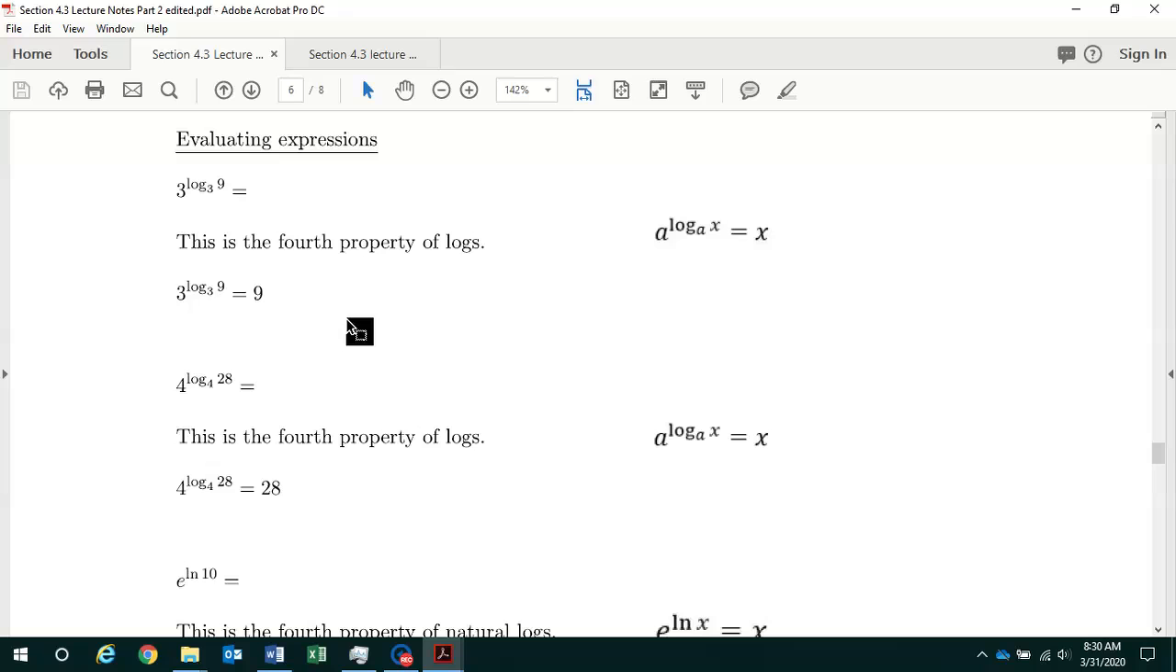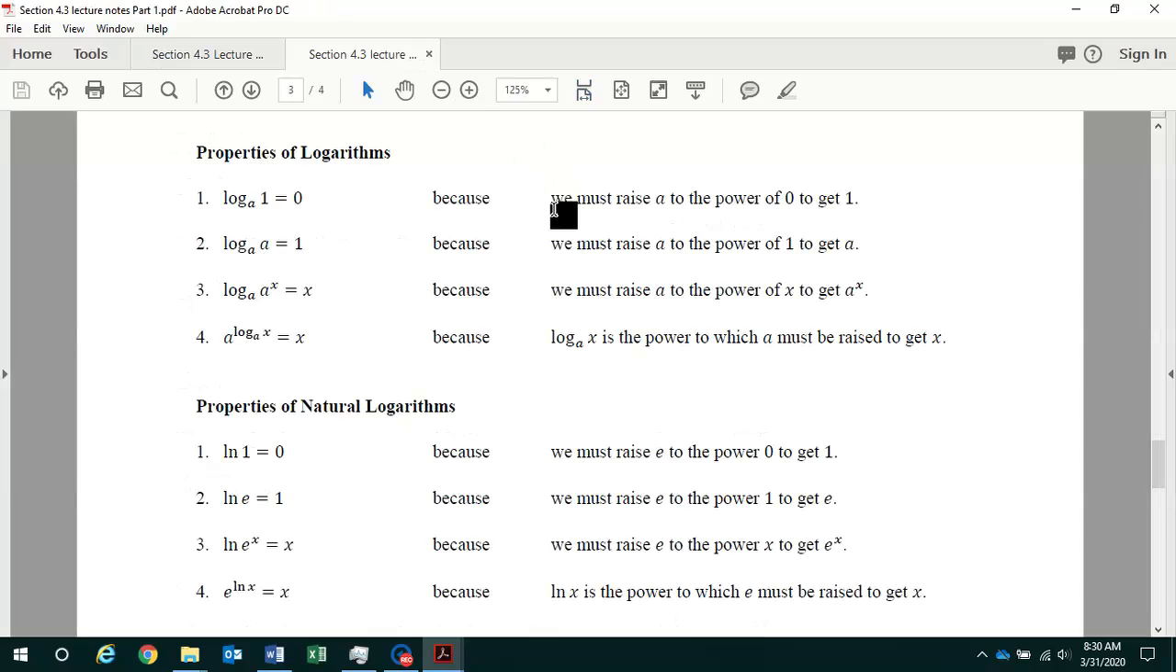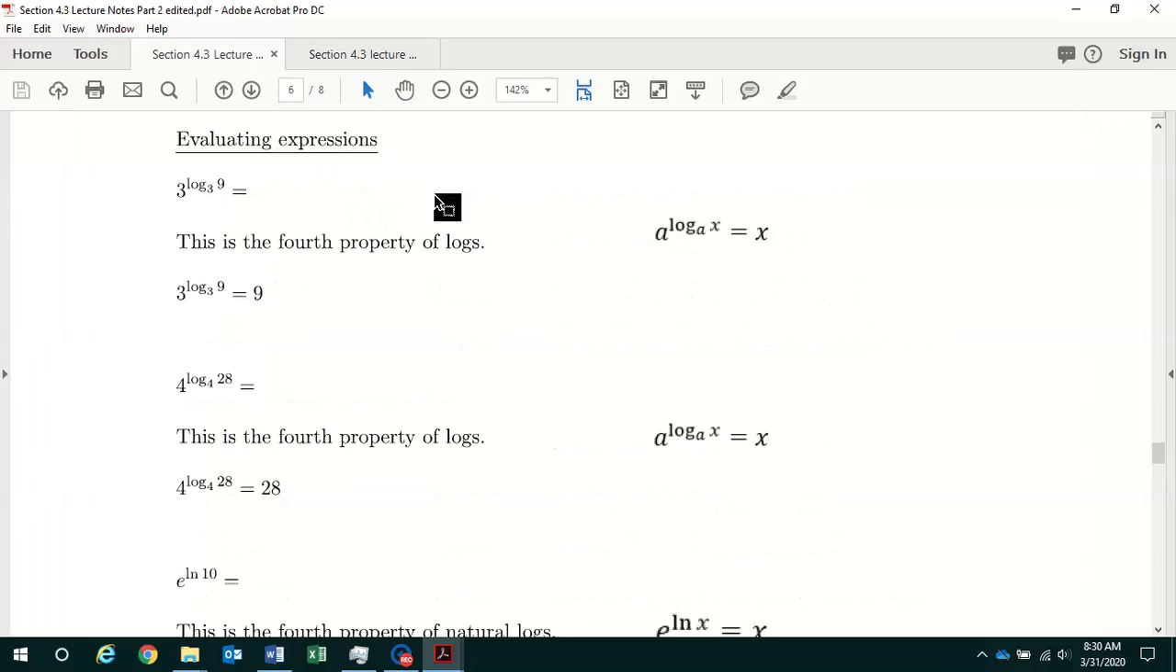be using the properties of logarithms from page 3 of part 1 lecture notes, right? Section 4.3 lecture notes, part 1, page 3. We're going to be using these properties of logarithms and properties of natural logarithms in evaluating these expressions. So the first expression we have to evaluate is 3 raised to the log base 3 of 9 power.